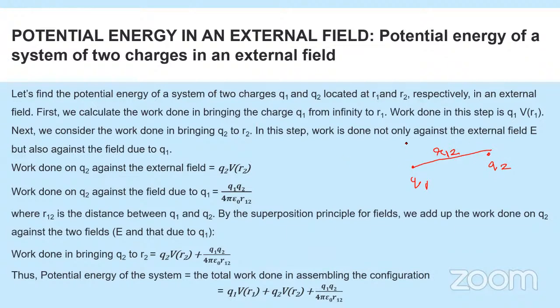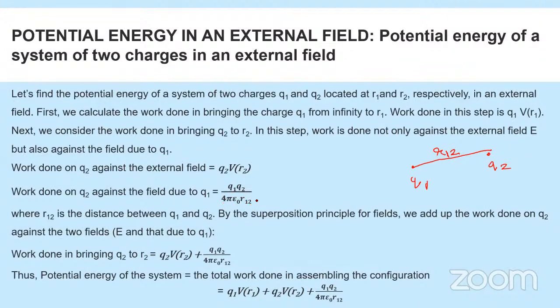Okay, work is done. Now the work is being done against the electric field that is there due to Q1, as well as the external electric field that is present. So first, if we try to understand the work done against the external electric field, we saw for a point charge in the previous slide that it is going to be Q into V, so Q2 into V at R2. Now, the work done on Q2 against the electric field due to Q1 is going to be Q1 Q2 upon 4 pi epsilon 0 R12.